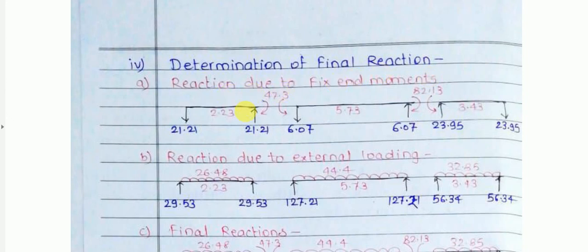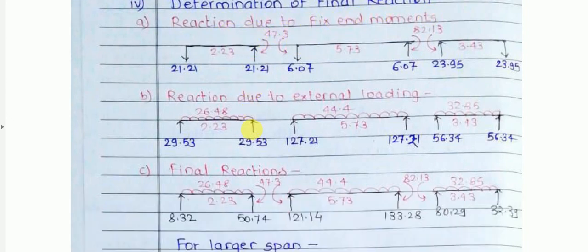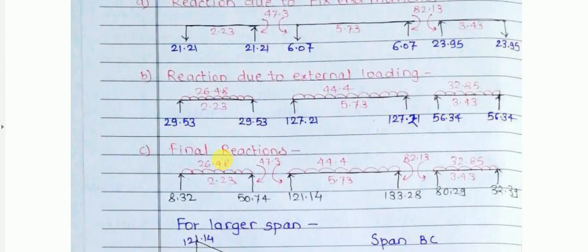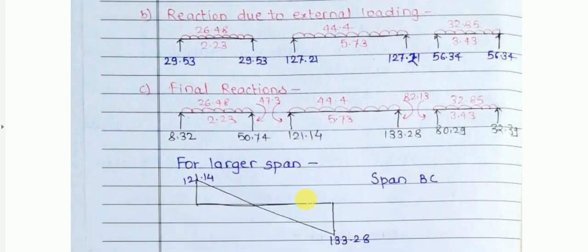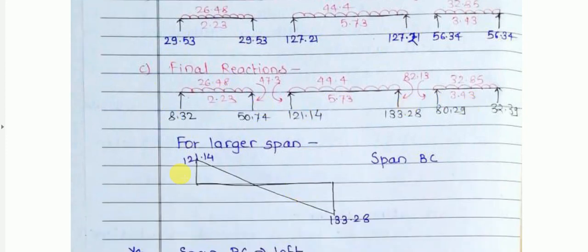Again the same method: the reaction due to fixed end moment, then the reaction due to external loading, and hence the final reactions. Based on these final reactions, you will get the shear force diagram for all the three spans. For reference, I have just taken the calculation for the maximum span. The rest of the two spans you can carry out by yourself by referring to this.